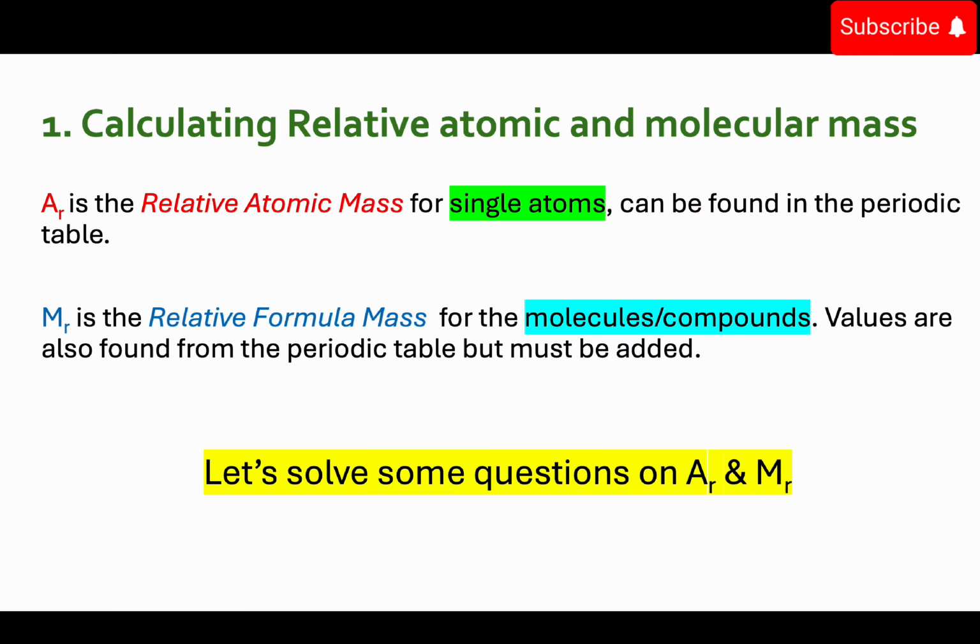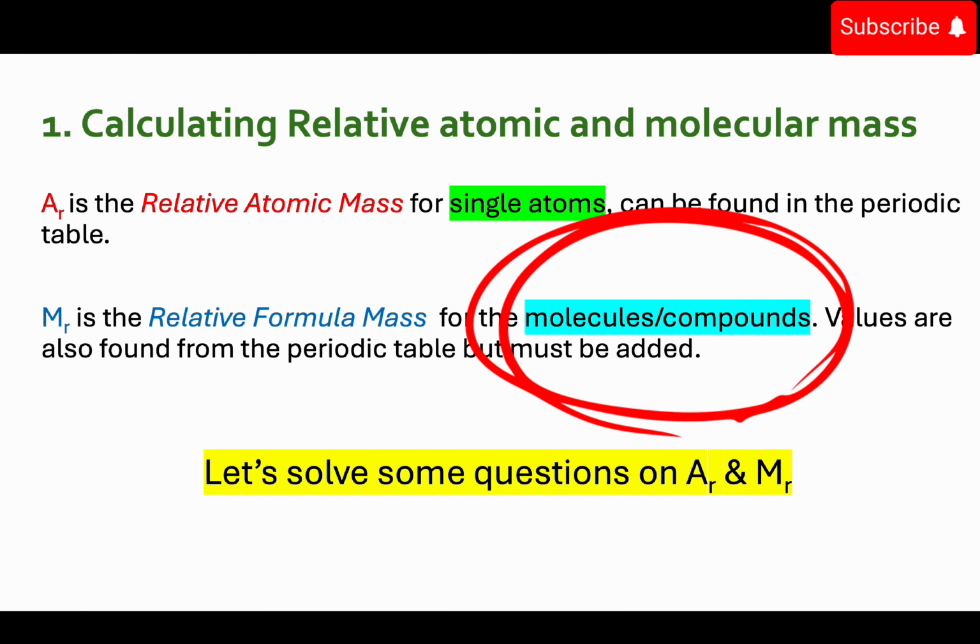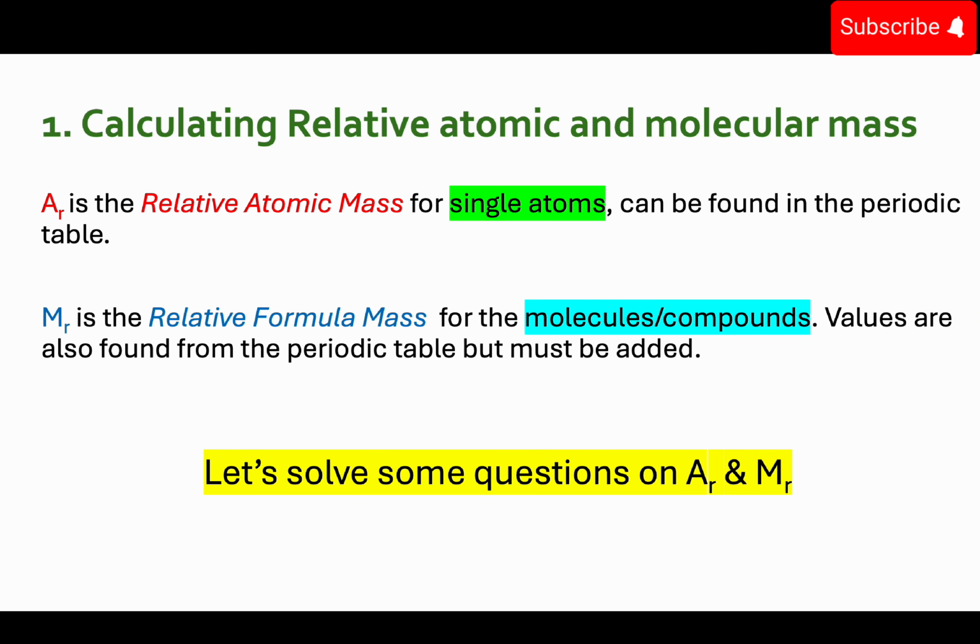How do we calculate relative atomic mass and relative formula mass? Essentially, Ar is for single atoms. So relative atomic mass, which is just the atom, is for single atoms, and that can be found directly from the periodic table. Whereas when it comes to the formula mass, look at the word formula, it's going to have molecules or compounds. It has more than one atom. The values are also found from the periodic table, but they need to be added. So let's solve some questions on both of these.